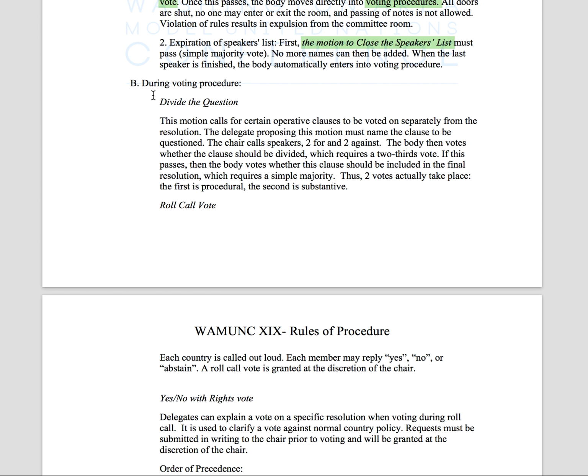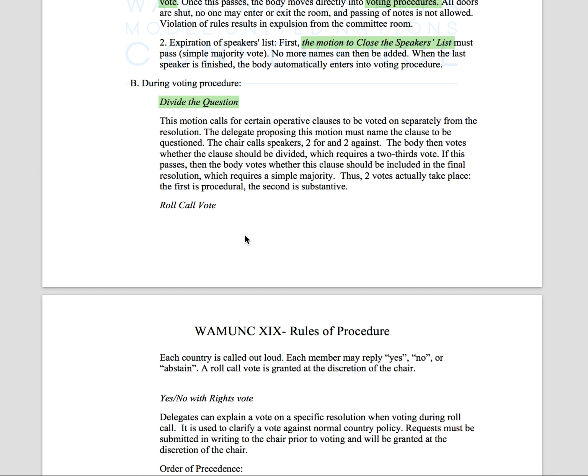Yeah. And then during the voting procedure, you can motion to divide the question, where you can ask for certain operative clauses. Like if there's some operative clause you don't like, you can say motion to divide the question, to remove that operative clause and vote upon it separately from the rest of the resolution. Like, I like the rest of this resolution, but this operative clause I don't feel makes sense. So like, let's say it's one on Syrian refugees.